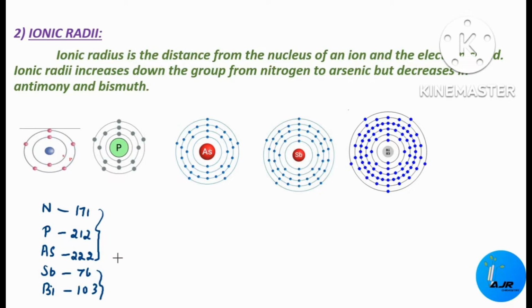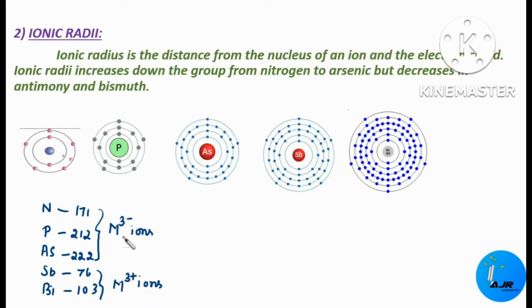Nitrogen, phosphorus and arsenic, these three form negative ions, that is M3 minus ions, whereas these two form M3 plus ions. You should understand why this happens. The ionic radii of negative ions are larger, while that of the positive ions is smaller.